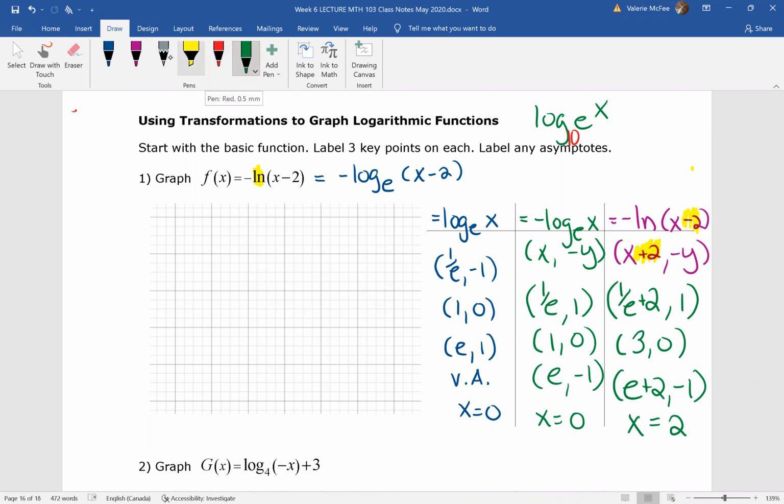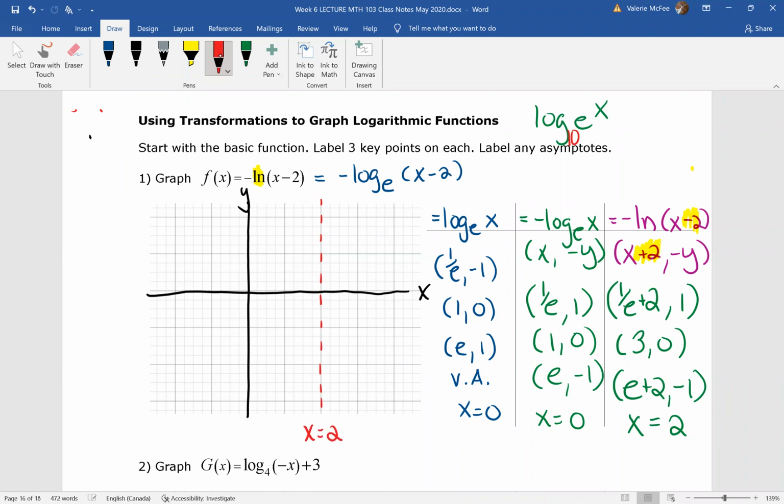So let's graph this. Make sure you label your x and your y axis. Always easier to read your graph. That's not looking very good. And I like to put my asymptote in first. I think I should move my y-axis over. There we go. Okay, x equals 2.